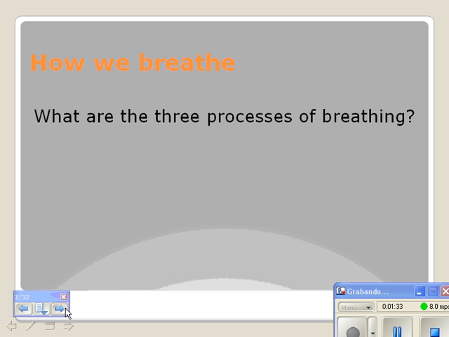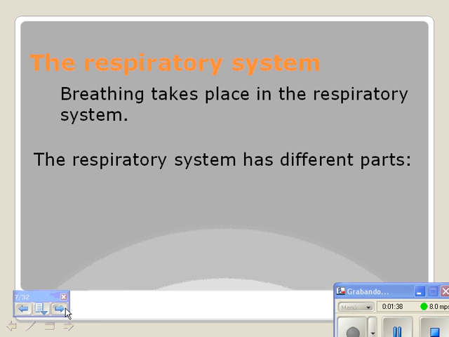So can you remember what are the 3 processes of breathing? Breathing takes place in the respiratory system. The respiratory system has different parts.